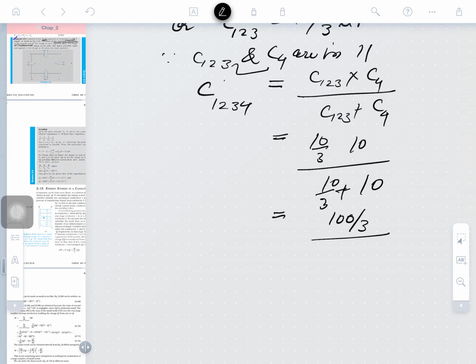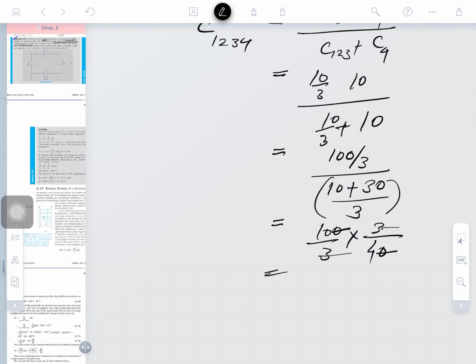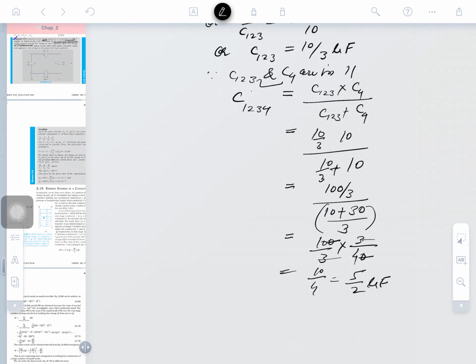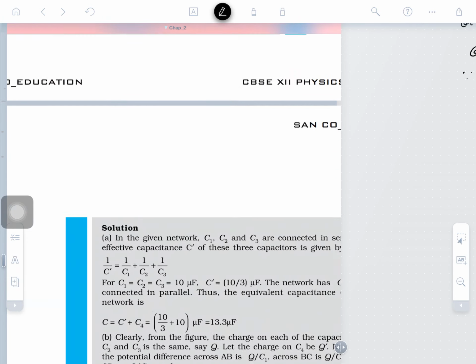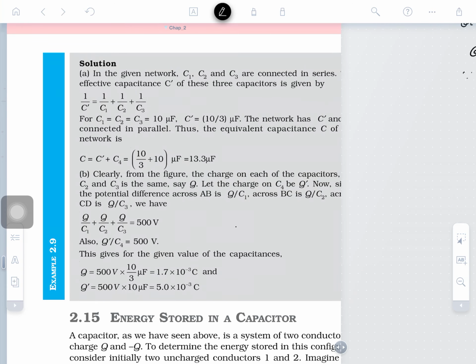100 by 3 divided by 10 plus, here it will be 30 divided by 3, further taken as 100 by 3 over 40 by 3. Clear? The 10 cancels and 3 cancels, and here it will be 10 by 4, that is 5 by 2 microfarad, the equivalent capacitance, 5 by 2, which means 2.5. Is that clear, guys? So, what we are to find out is the equivalent.